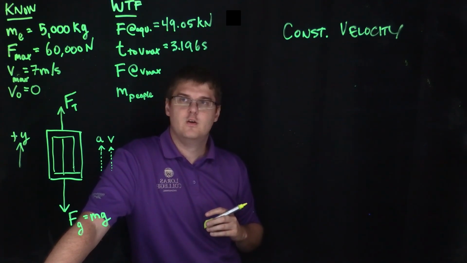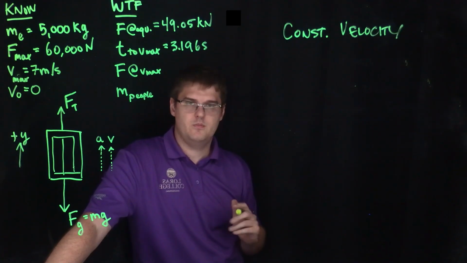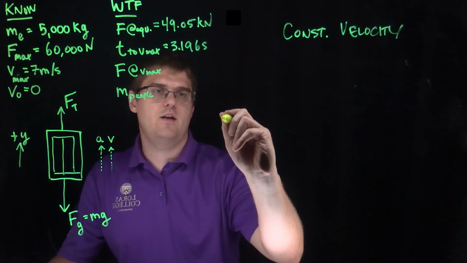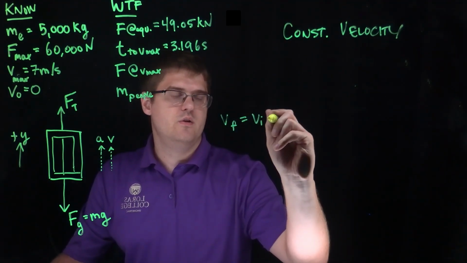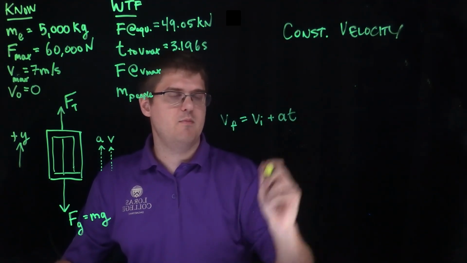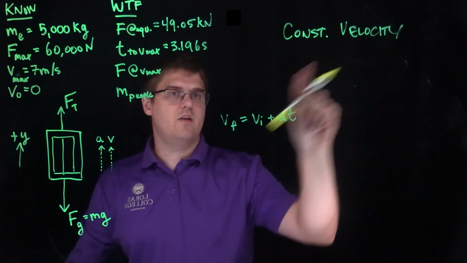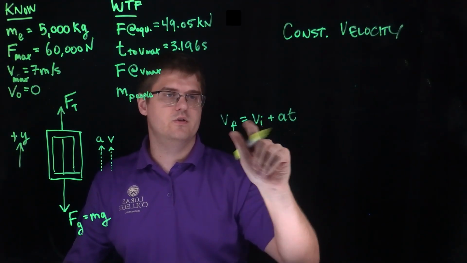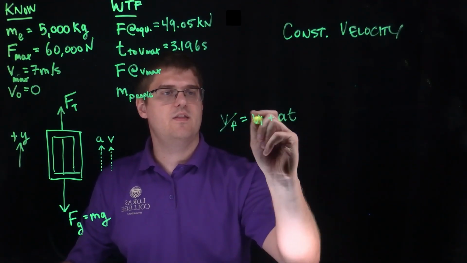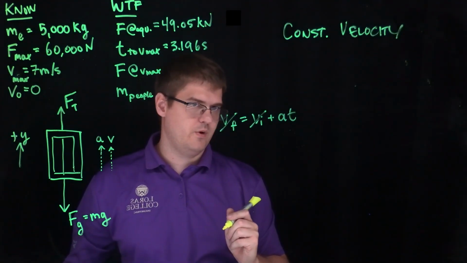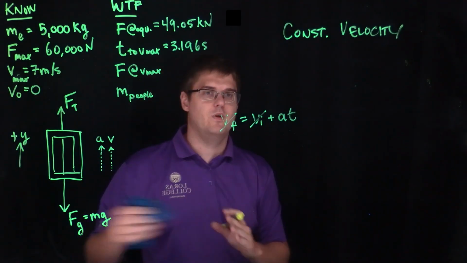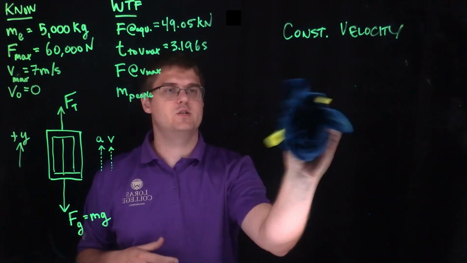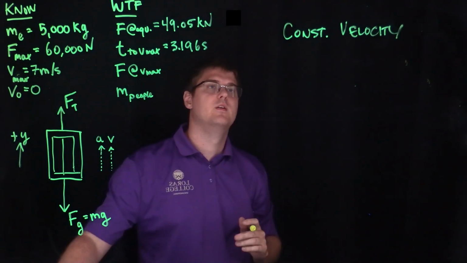Okay? That means acceleration is 0, because from that equation we just had, we've got v final is equal to v initial plus acceleration times time. If we have constant velocity, v final is equal to v initial. So we can say that that and that cancel when I subtract across. 0 is equal to acceleration times time. Well, time can pass, but acceleration's got to be equal to 0.